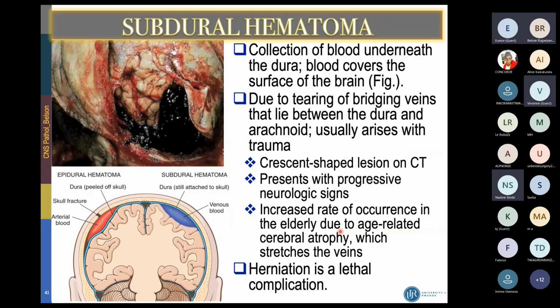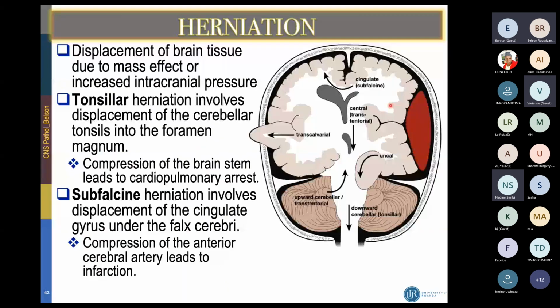So for subdural hematoma again, herniation is the serious complication. I explained this. Herniation is the displacement of brain tissue due to a mass effect or increased intracranial pressure. So it can be tonsillar herniation. I added a diagram here to show you. Tonsillar is used when it is the cerebellum.